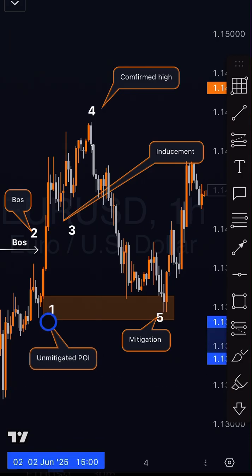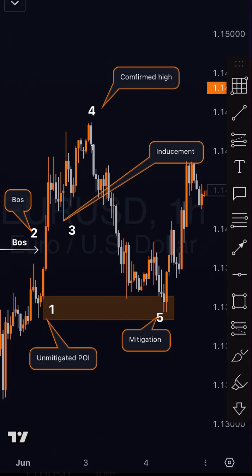So step one, guys, which is here. What's happening here? Step one, you have to check the point of interest or order block. Don't get confused when I use point of interest or order block. It's the same thing, just different names. Point of interest basically means POI. So the first step, you've got to check your point of interest or order block, or whatever you call it, guys.